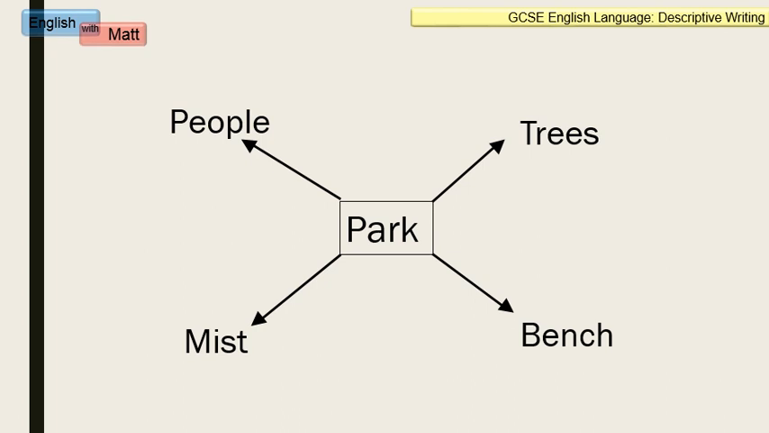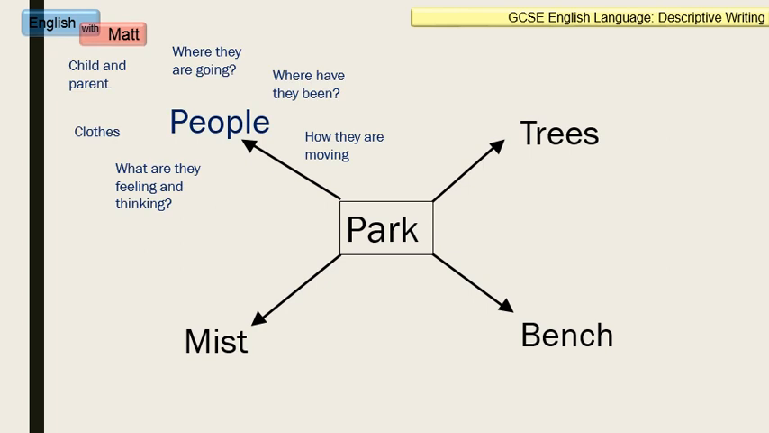So in that image, we've got 4 separate elements of that image. We've got the people, the mist, the bench, and the trees. And then what I would do is I would get students to elaborate and write around the outside of these words all the possible things or some of the things that they could actually refer to in the description of these things. So to give you an example with the people, think about what the relationship is between the people in the image.